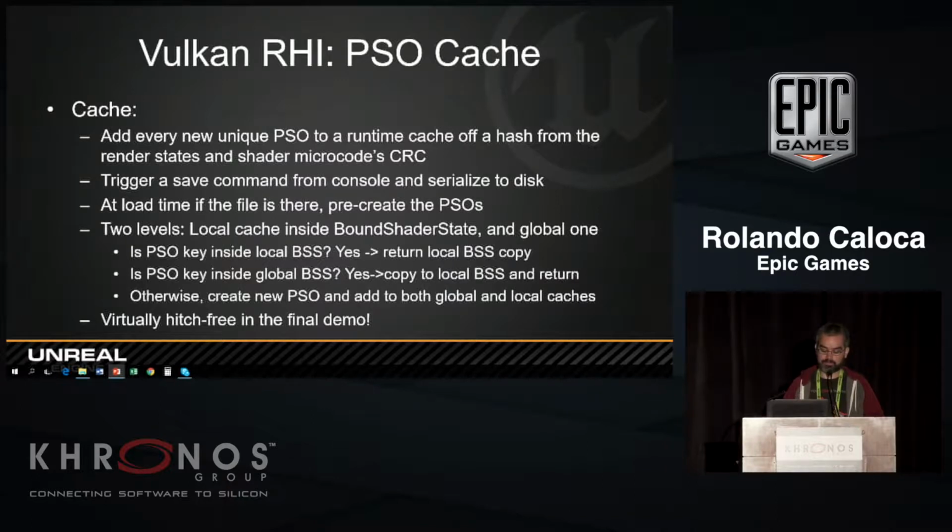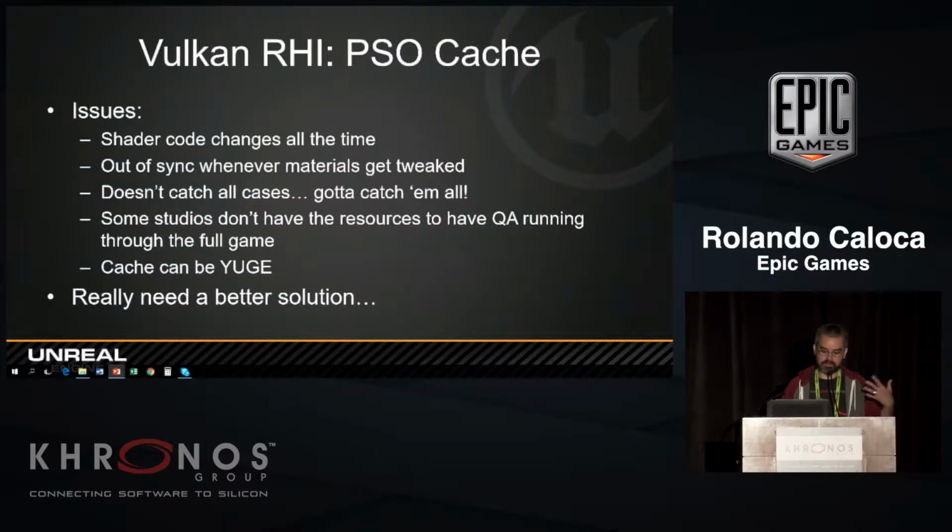If we're asking for a PSO with a particular hash inside the local one at render time, we just return that. Otherwise, if it's not there, then we check the global cache. If it's there, then we copy it to the local cache and then return. If it's not in either, then we'd create a new PSO and add it to the global and the local caches. In the end, we ended up hitch-free on the final demo. And this is for both. All this is common to Android and PC, the same code.